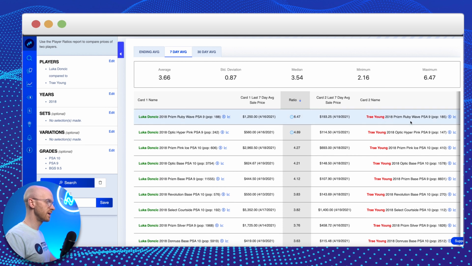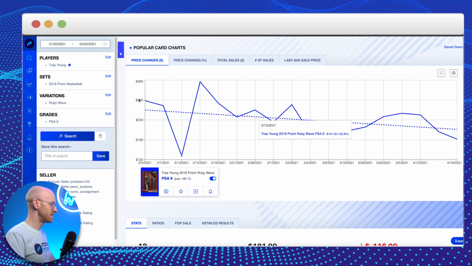So what's the story here? Obviously, this Ruby Wave, which, ironically enough, is a color match in a way for the Hawks jersey, sold for $193. That seems really low to me. And so what I'm actually going to do is just come out and chart this card. And I can see that this card is decreasing and has been decreasing over the last 90 days.